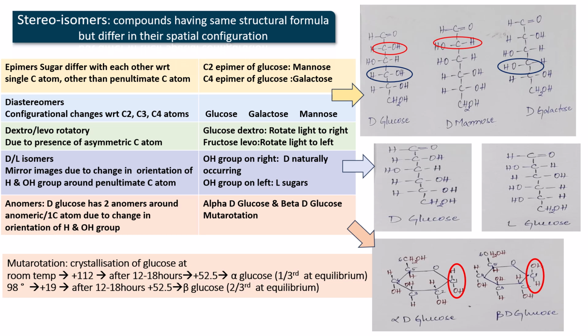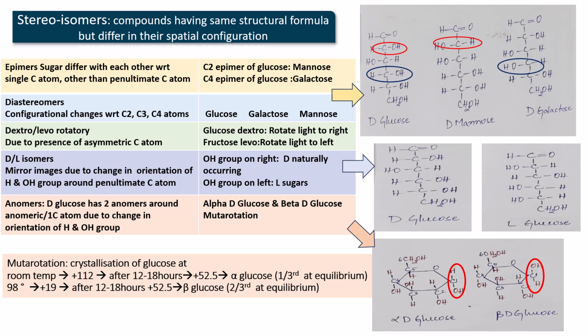Now these alpha and beta D glucose contribute to a property called mutarotation. Now when glucose is crystallized at room temperature, initially it has a rotation of plus 112, and when this solution is kept for around 12 to 18 hours, the activity changes to plus 52.5. Now this is because of alpha D glucose. The 112 activity is because of alpha D glucose.